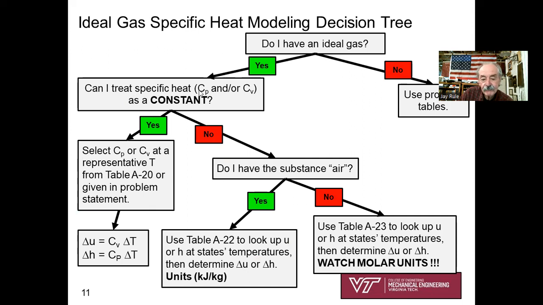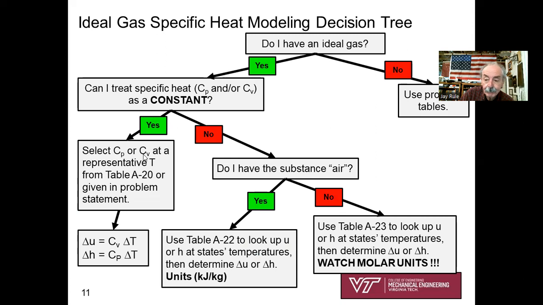Can I treat specific heat, in other words, C sub P and/or C sub V, as a constant? If the answer is yes, we'll go down this road. If yes, constant specific heat. Maybe I'm directed to treat the ideal gas as a constant specific heat. Or I may do a little studying and see that in many cases, the temperature change of a process is a small temperature change. That entitles me for an ideal gas to say I've got constant specific heat. So what do I do? Yes, constant specific heat.